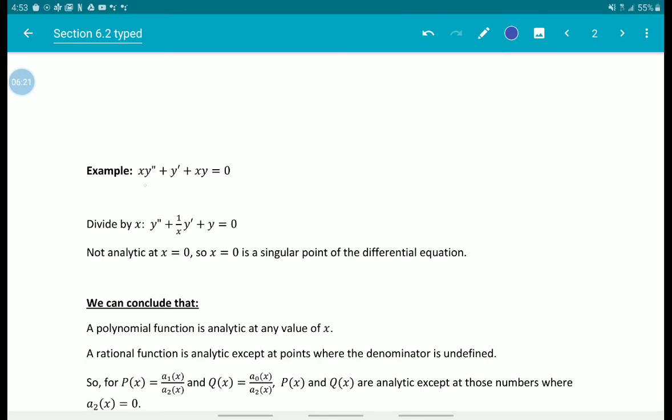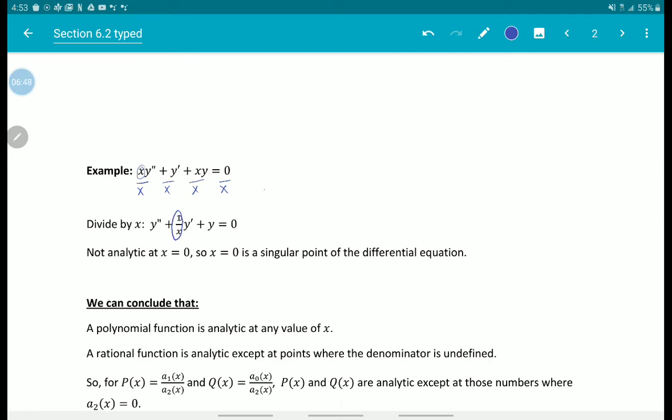Now let's look at this guy. This guy's not in proper form. We have an x as that leading coefficient here. So if we were to divide everything by x, then we would get y double prime plus 1 over x times y prime plus y is equal to 0. But because we divided by x, we've now introduced some domain issues.